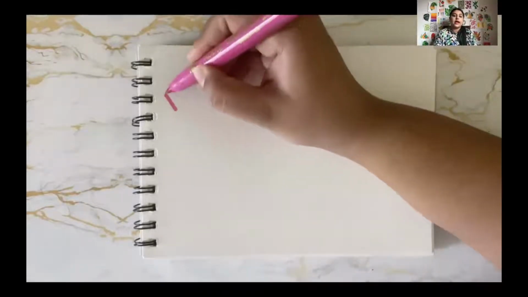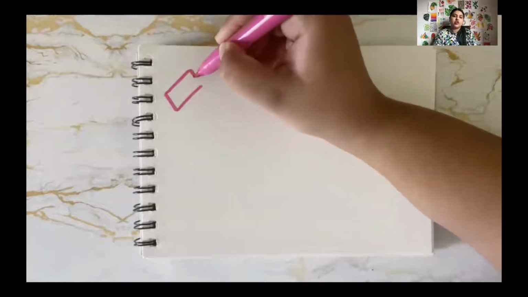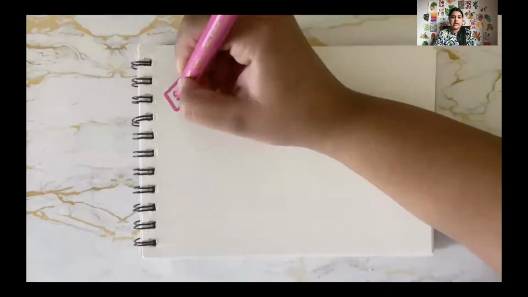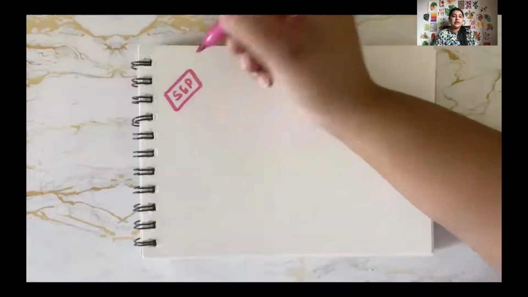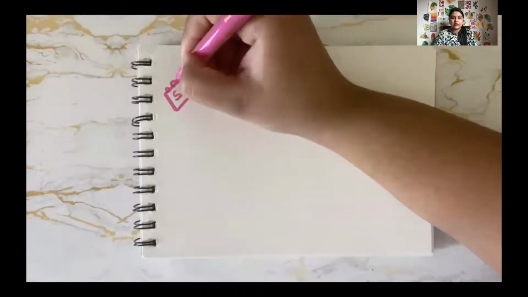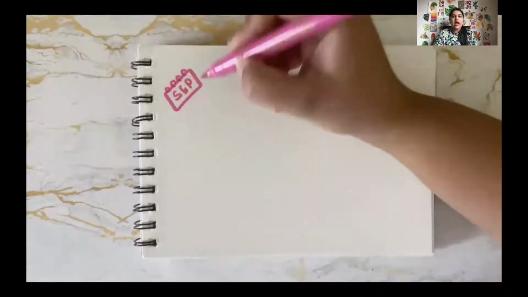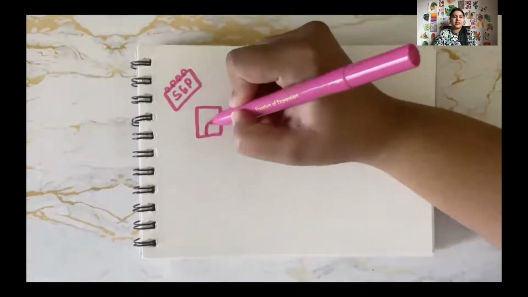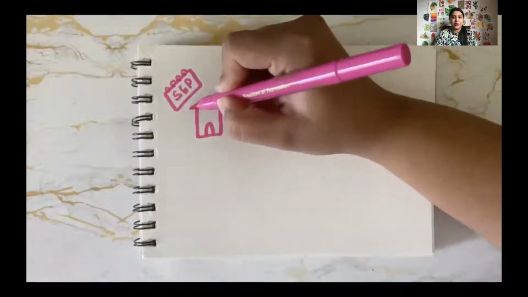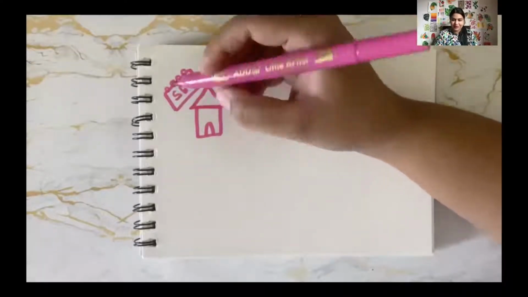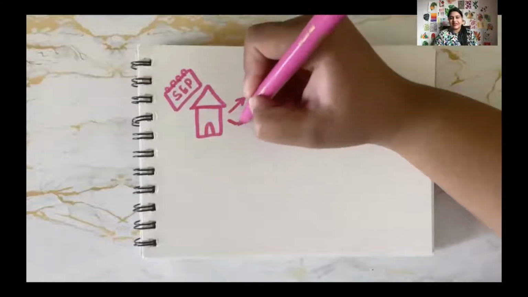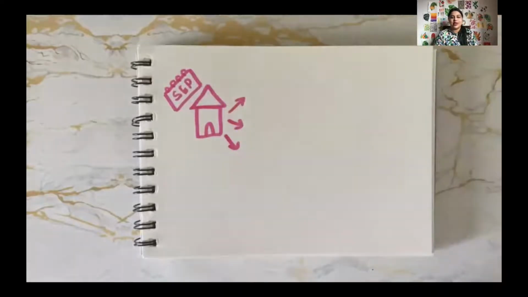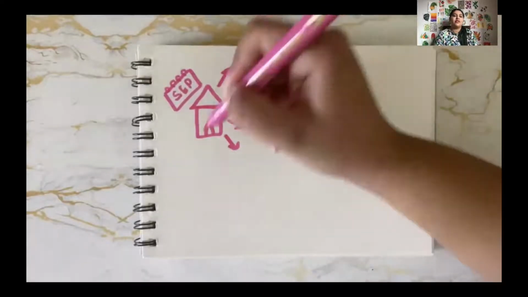So let's get started. What I'm going to do first is take a pink sketch pen and draw a rectangle in which I'm writing SEP, which stands for the month of September, and I'm going to make it like a calendar design. So I'm drawing a few loops on top, and then I'm going to draw a house. Now this was the time when we had the unlock period going on, so I wanted to depict that very simply. Hence I'm drawing a house, and then a bunch of arrows coming out of the house.